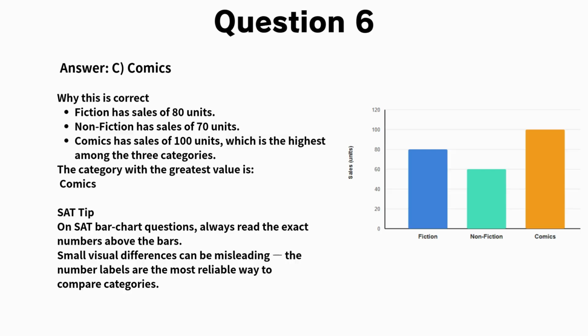Always read the exact numbers above the bars or on the axis labels. Small visual differences can be misleading, especially when charts use different scales or when bars are close in height. The number labels are the most reliable way to compare categories accurately. Don't rely solely on visual height, your eyes can trick you, but the numbers don't lie.